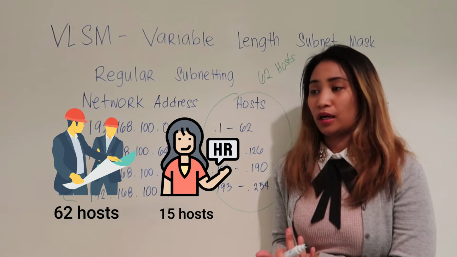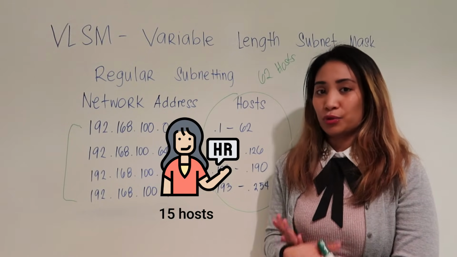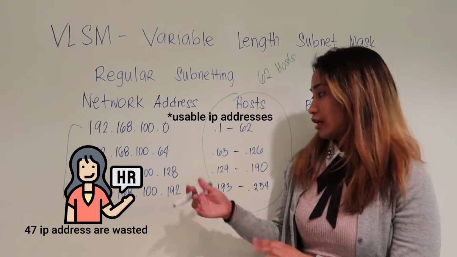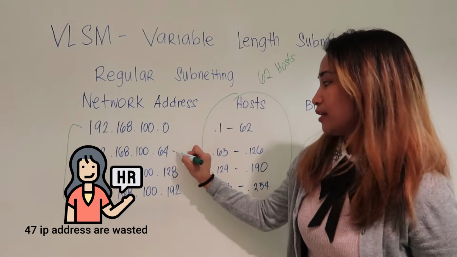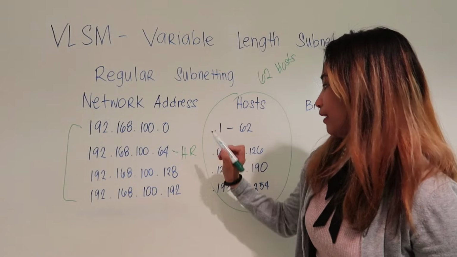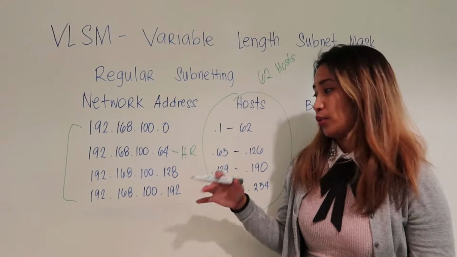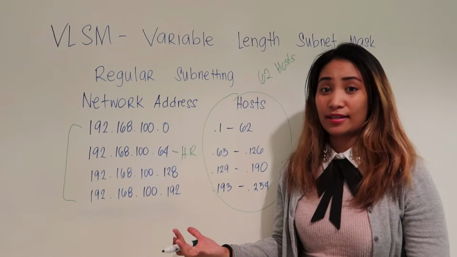but there's going to be a lot of unusable IP addresses that would be wasted on that network. If we give HR this, for example, and they only need 15, there's going to be a lot of IP addresses that are not utilized.